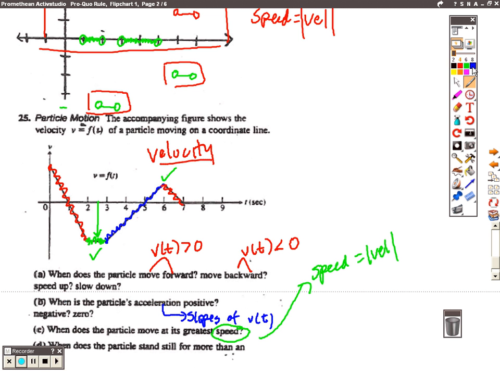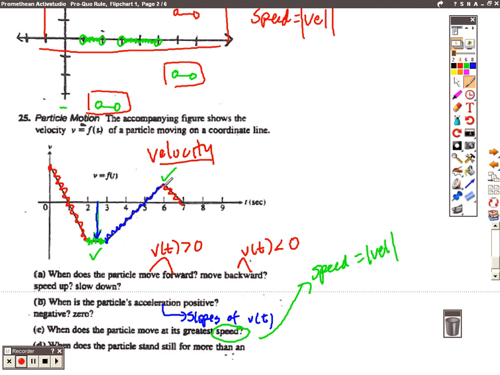Well, there are no increments on the graph, but it clearly looks to me that this value is further away than this value up here. So the greatest speed occurs from 2 to 3.